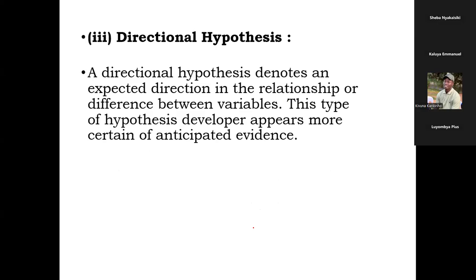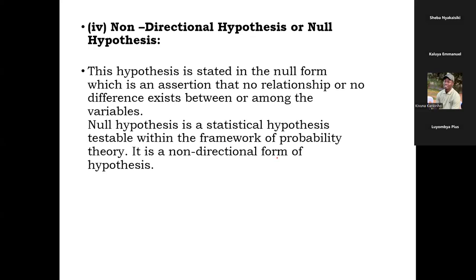We have directional hypothesis. So directional hypothesis is already insinuating a relationship between variables. So it is anticipating, looking for evidence of this relationship. Then we also have non-directional or null hypothesis. So the hypothesis is stated in a null form, which is an assertion that no relationship exists between or among the variables.